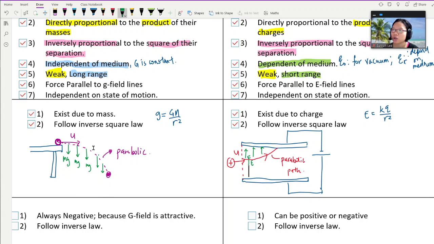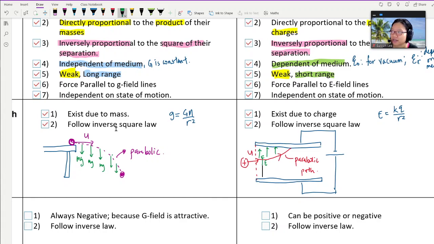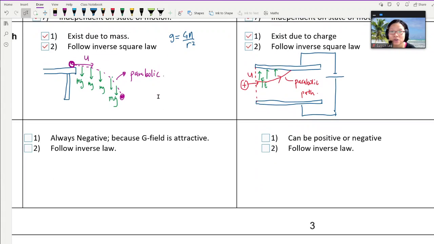Okay, so when we say it exists due to mass, right, and it doesn't follow the state of motion, this is what we meant. Doesn't matter where, because you can see the direction of V keeps changing, but the direction of Fe is the same. Okay, we are comparing it this way, later it will make more sense, especially when we have talked about magnetic fields. All right, so let's move on to the final one.